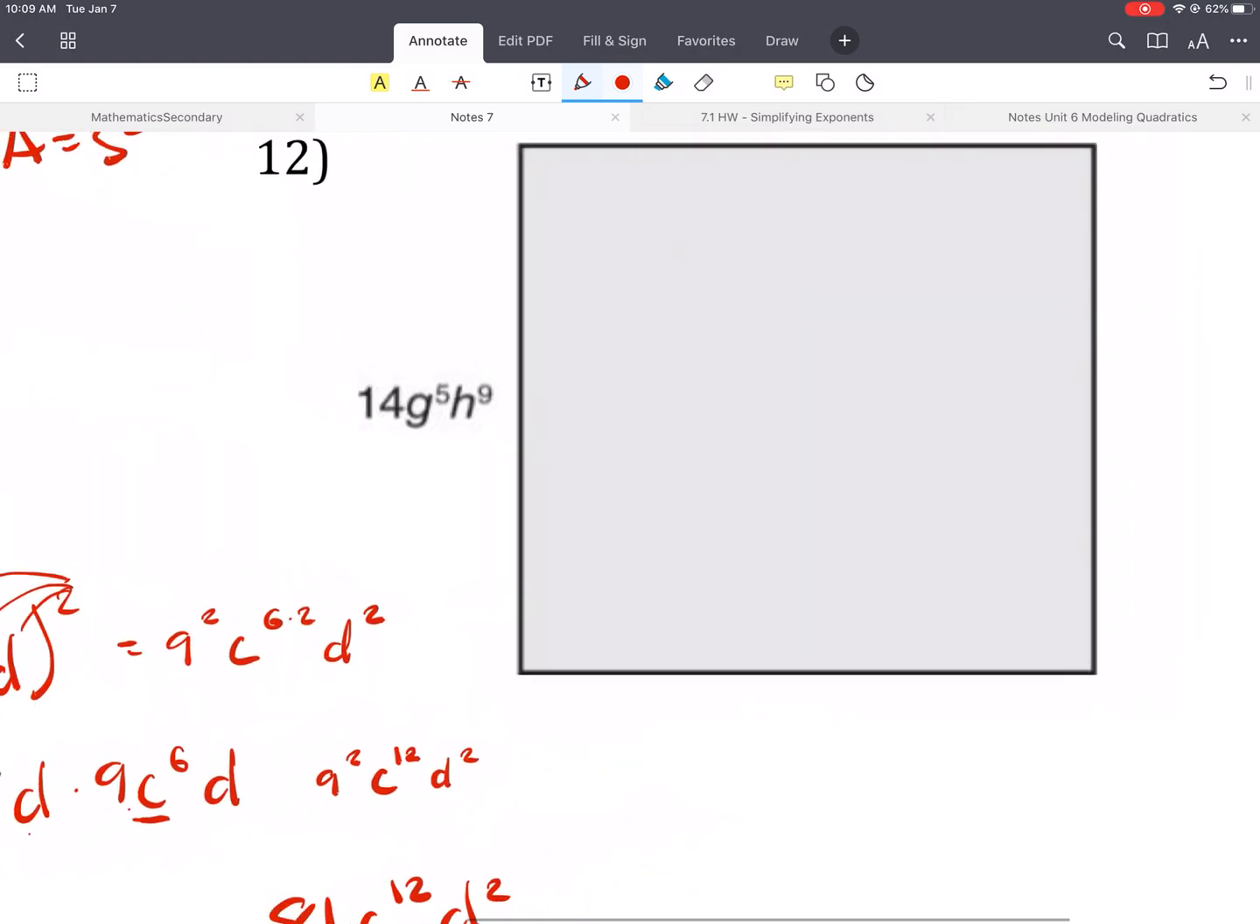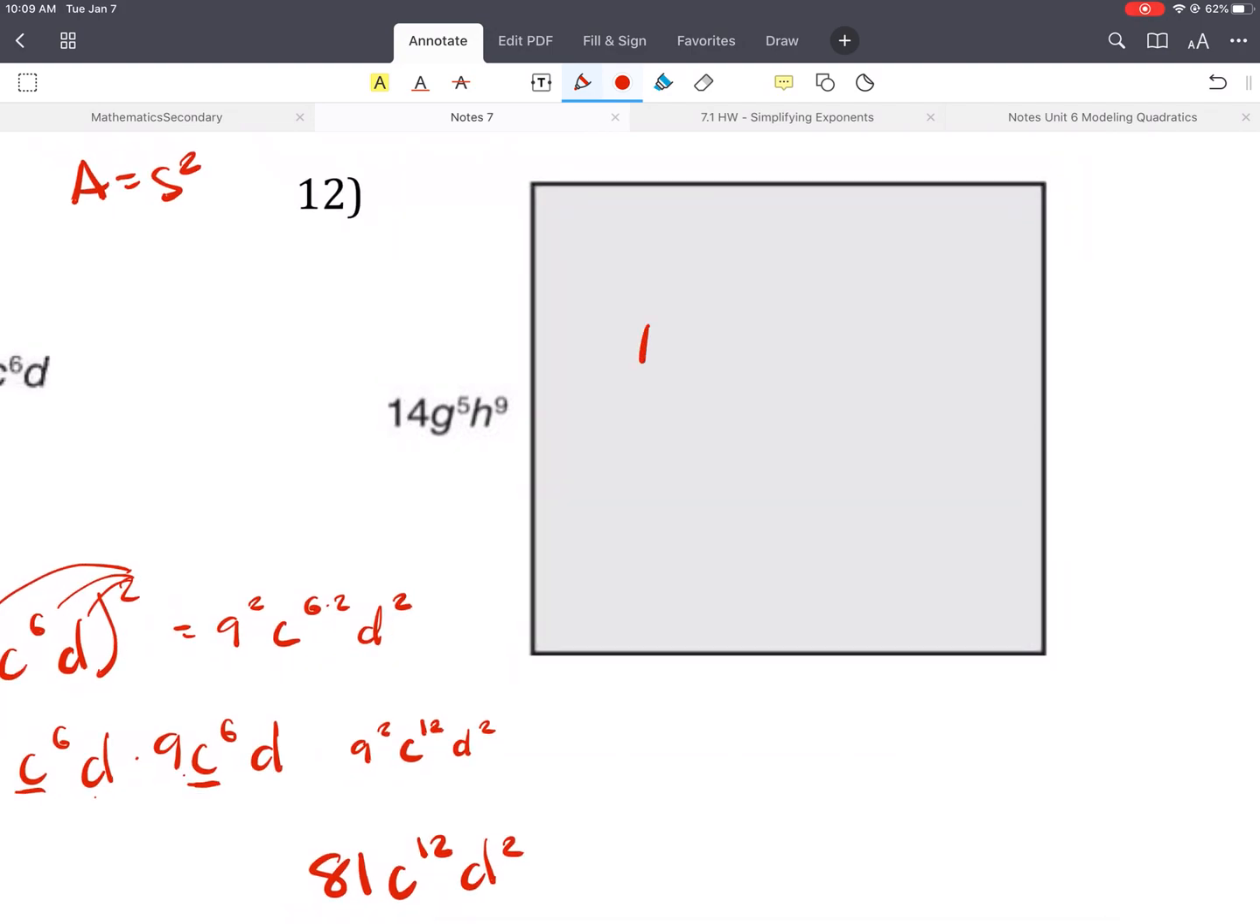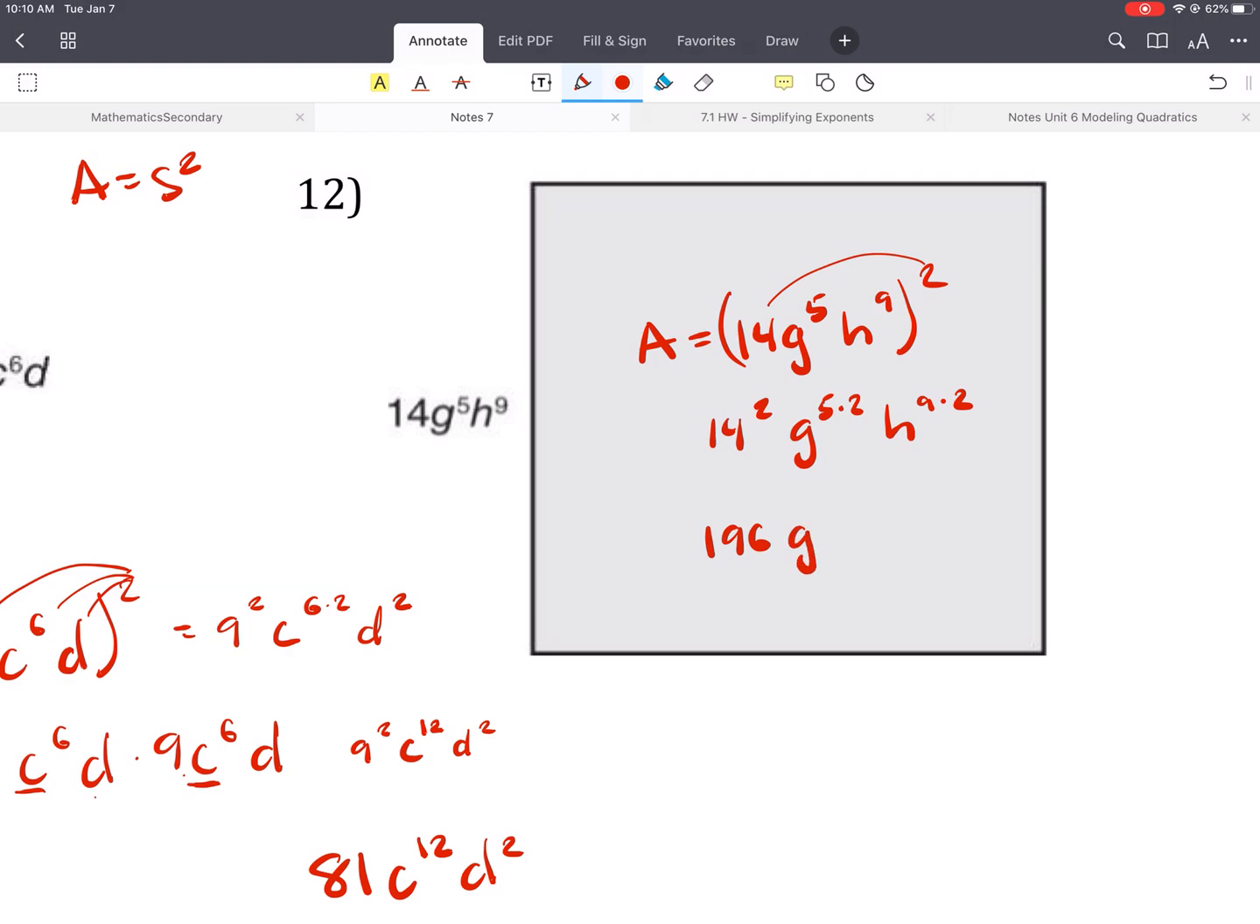Let's look at this one. Okay, so we want to find the area. It's going to be 14 g to the 5th, h to the 9th, and we're just going to square it, okay, because all the sides are the same. So then we can expand. That would be 14 squared, and g to the 5th times 2, and h to the 9 times 2. Okay, it gives us 196 g to the 10, and h to the 18.